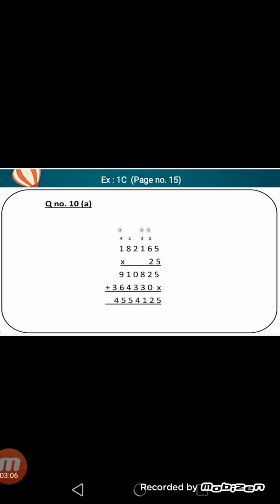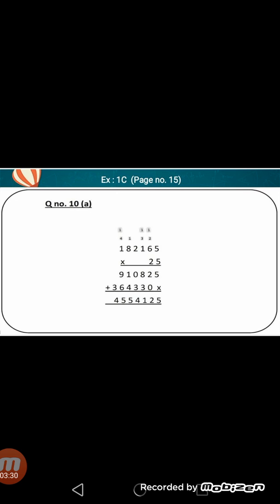5 8s are 40, plus 1 is 41. We will write 1, 4 will be carry. 5 1s are 5 plus 4 will be 9. Now write 0 or cross at the unit column and then multiply the tens digit of the multiplier, which is 2. 2 5s are 10, we will write 0, 1 will be carry.